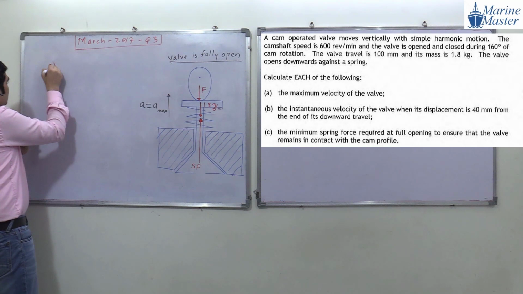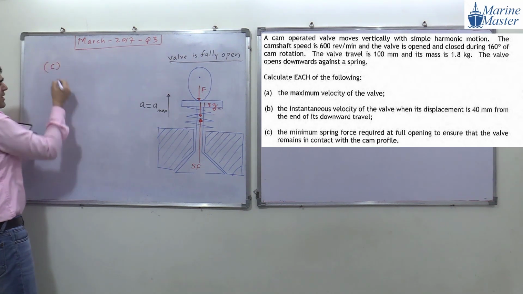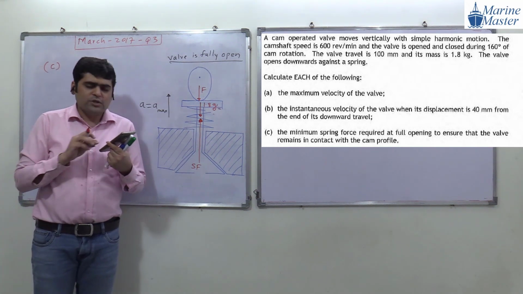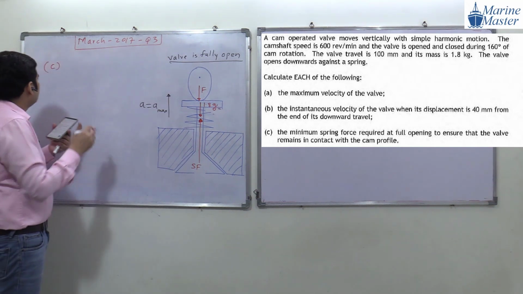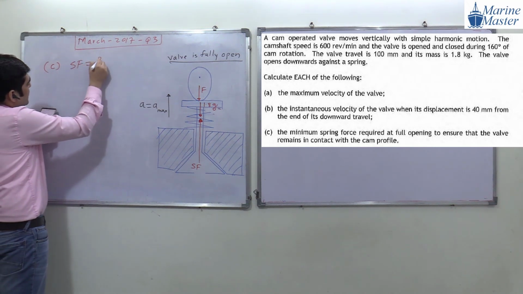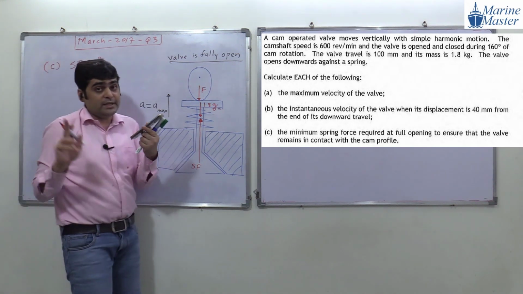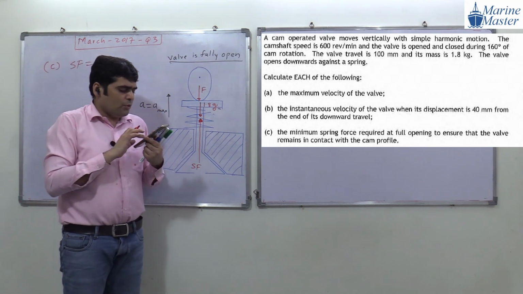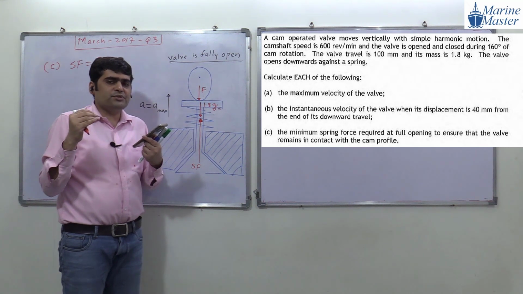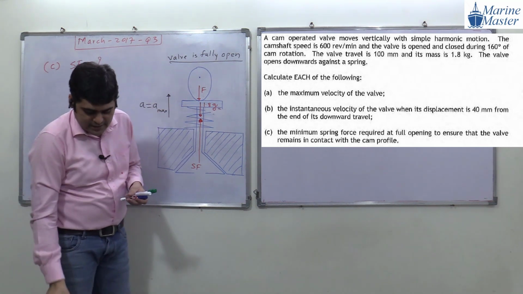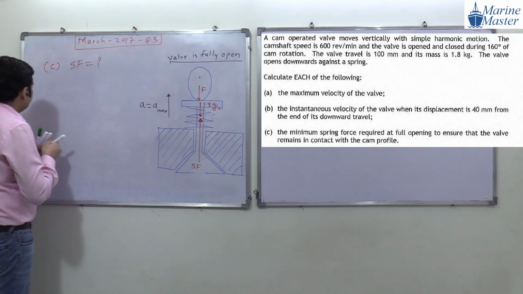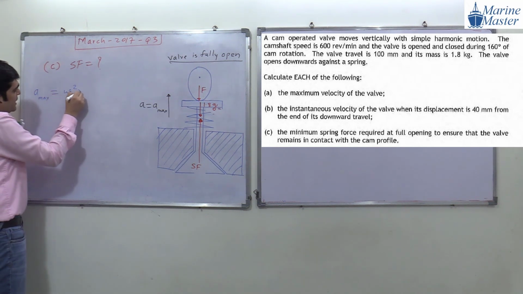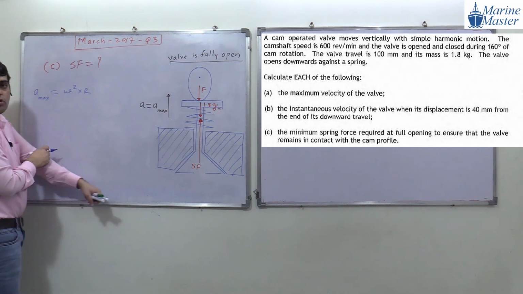In the C part, the A and B parts we can do easily, guys. That is a replica of the previous question, so not that difficult. So here I am taking only the C part. They are asking us the spring force when the valve is fully open. Wall fully open means our acceleration is a max. And what will be the value of a max? a max will be equal to omega square into R.